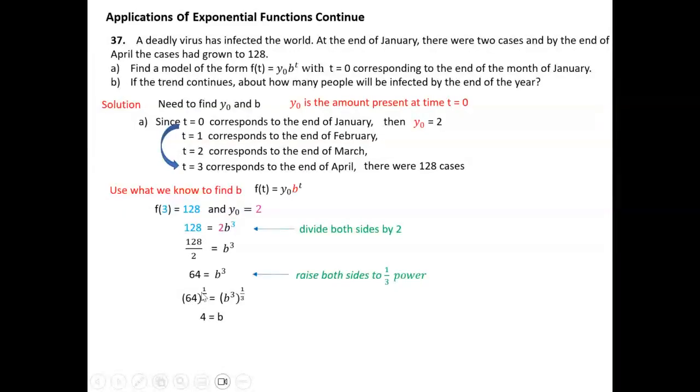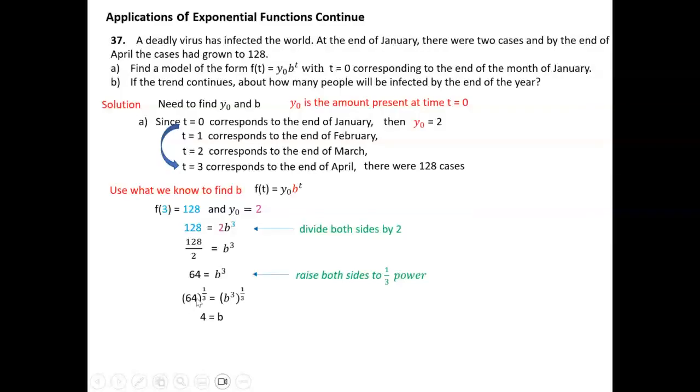Most calculators don't have the cube root of 64. That's why you have to convert it from a radical to an exponential. The 1/3 power is the same thing as the cube root of 64. But again, the cube root of 64 cannot be entered into almost all calculators. That's why we have to convert it to an exponential. So 64 to the 1/3 power will give us 4.